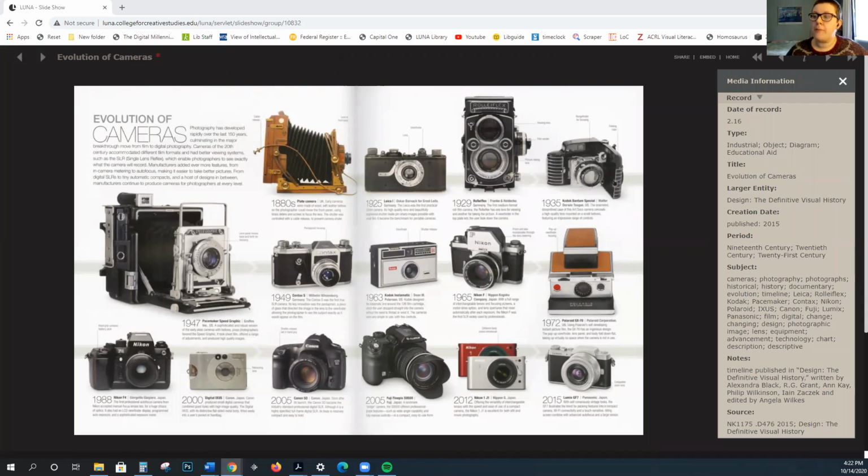So I'm going to give you a brief overview of photography and how it's made, as well as the significance in terms of art, etc.